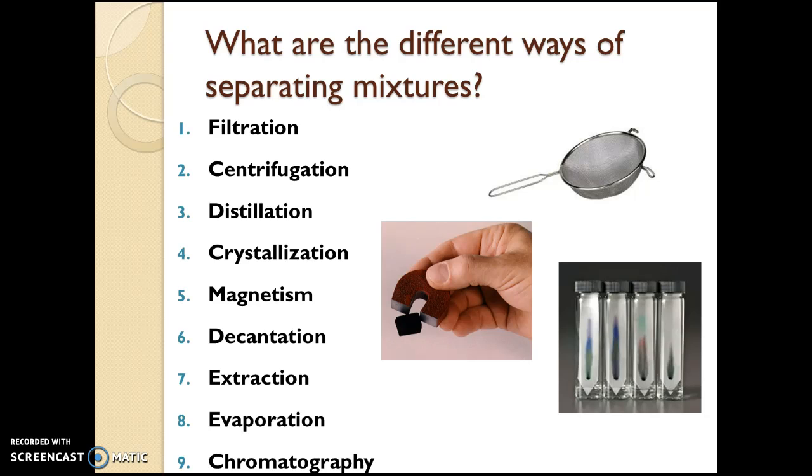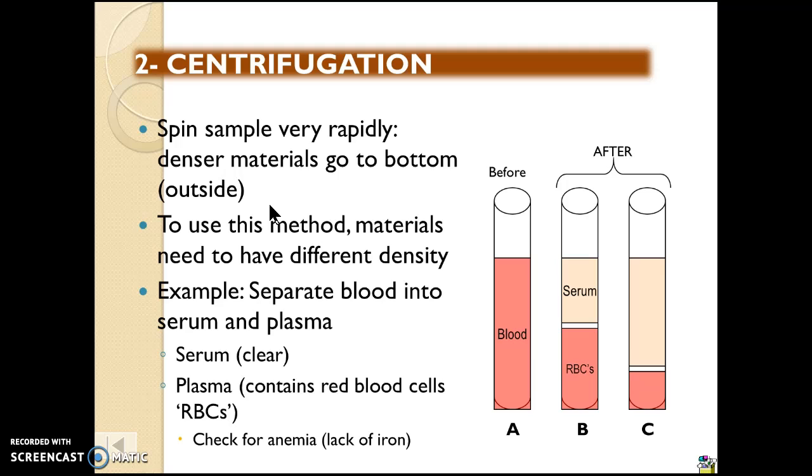The two next techniques are called centrifugation and distillation. Centrifugation is a technique where we spin a sample of blood, for example, very fast round. What will happen is that the more dense materials will migrate to the bottom of our centrifugation tube. So here, for example, with blood at the bottom, we will find our red blood cells. At the top of our sample, we will find a serum.